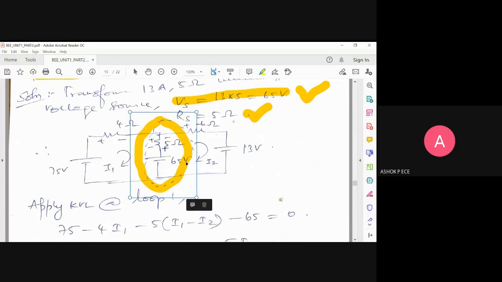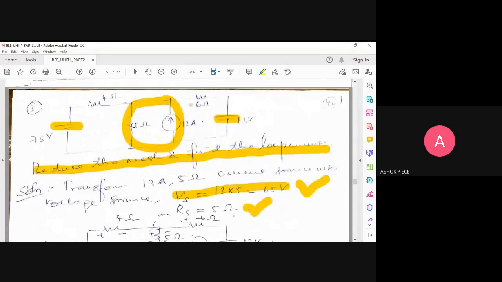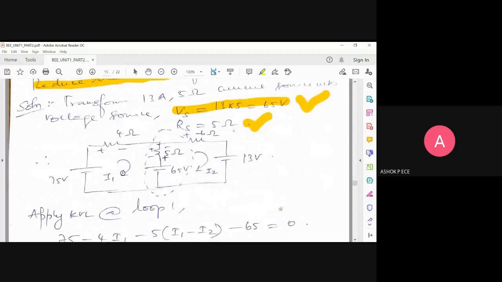Now, how many loops do we have in this modified circuit? 2, sir. Yes, so we have reduced from three loops to two loops. So we'll have just two mesh equations. We'll solve the two equations and find the currents I1 and I2.